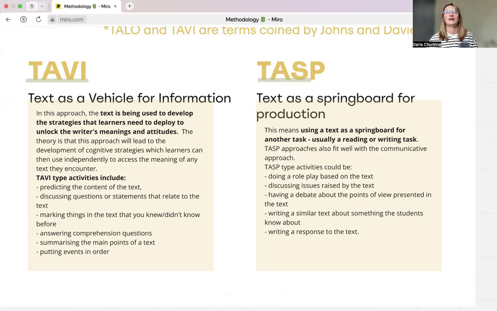For example, when we are doing a follow-up role play or discussing issues raised by the text or having a debate or writing a similar text or writing to the author of the text, right? So this is using text as a springboard for production.